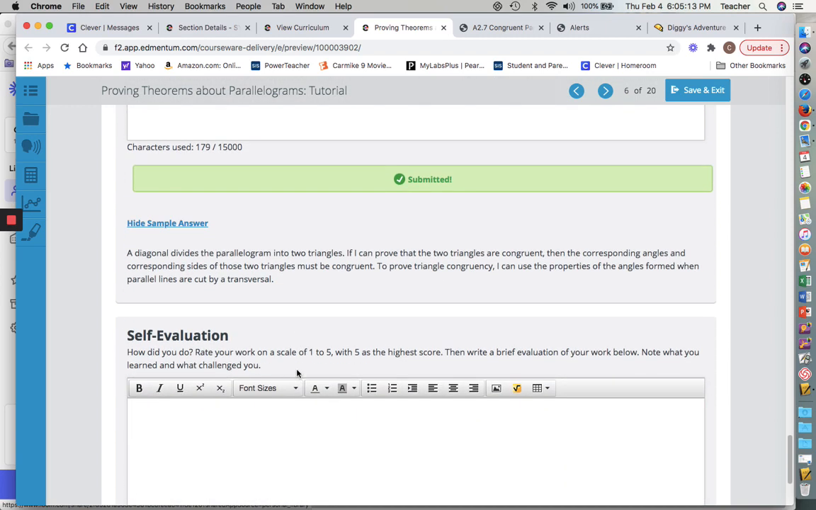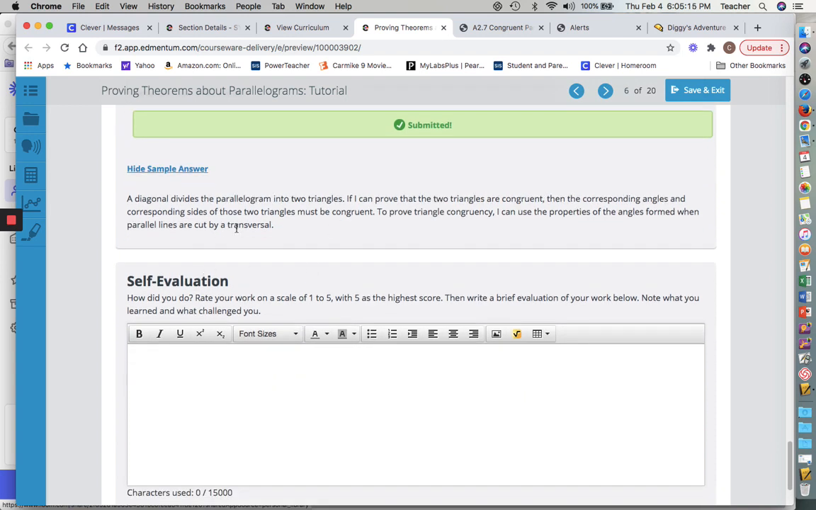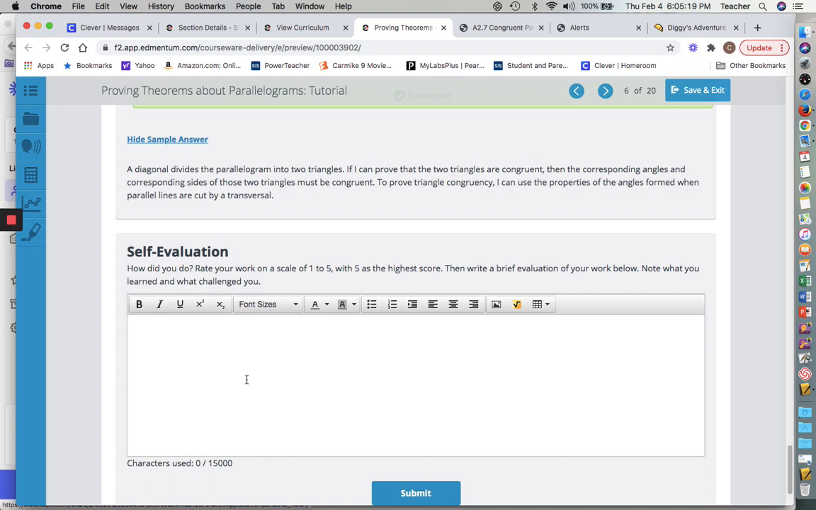Okay, let's see here. Okay, so they went with transversal and all that stuff. I just maybe read it differently. All right, there's my self-evaluation.